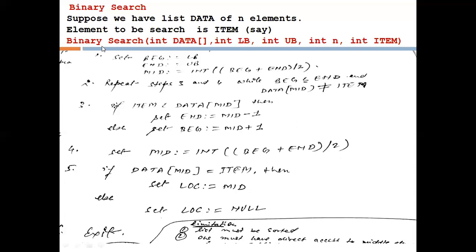So we are initializing at step 1. Definitely initially beginning is equal to lower bound, end is equal to upper bound, and mid is equal to (beginning plus end) divided by 2. We may have a fraction also, so we will take the integer value only. Again we will have a loop, repeat steps 3 and 4. If beginning less than or equal to end, and if data[mid] not equal to item, it means again we are comparing.